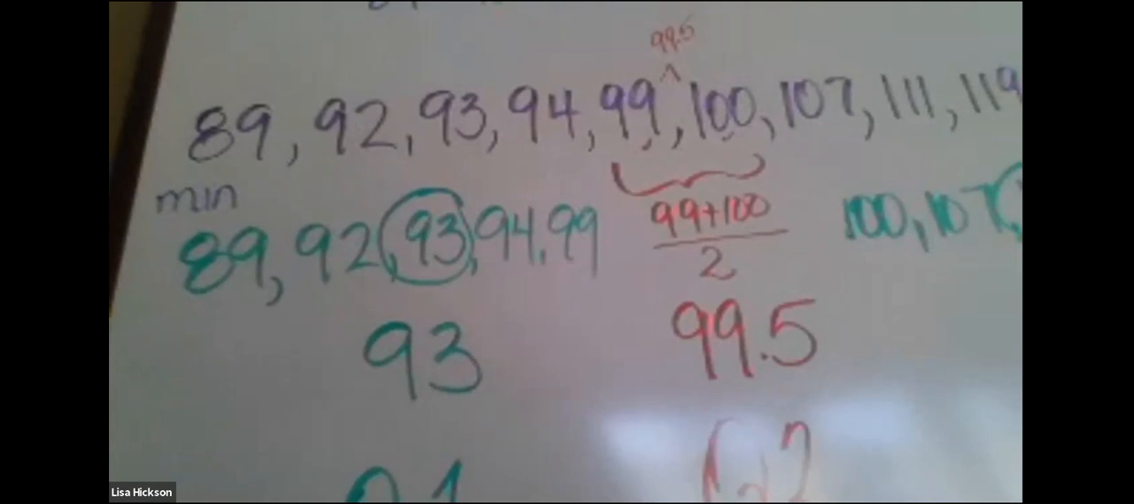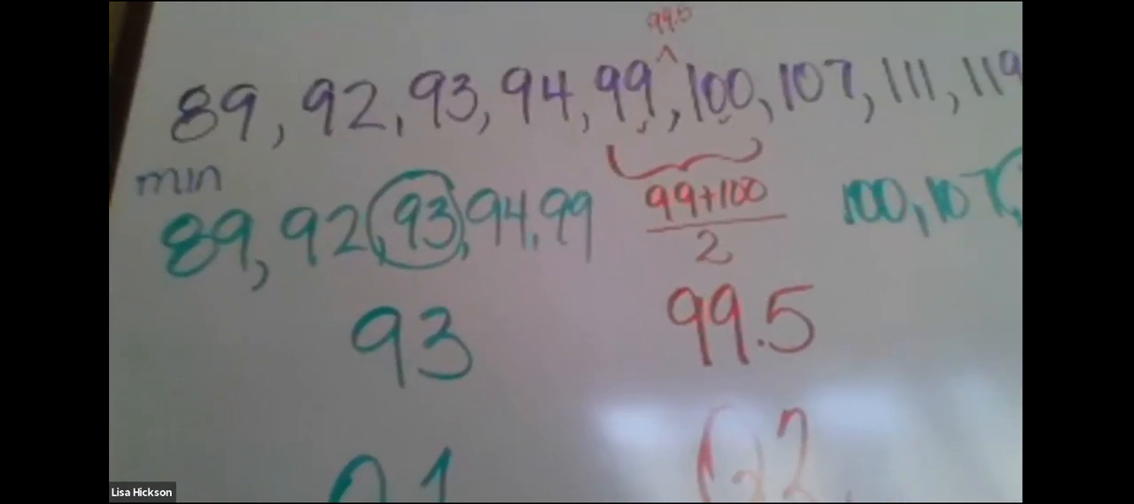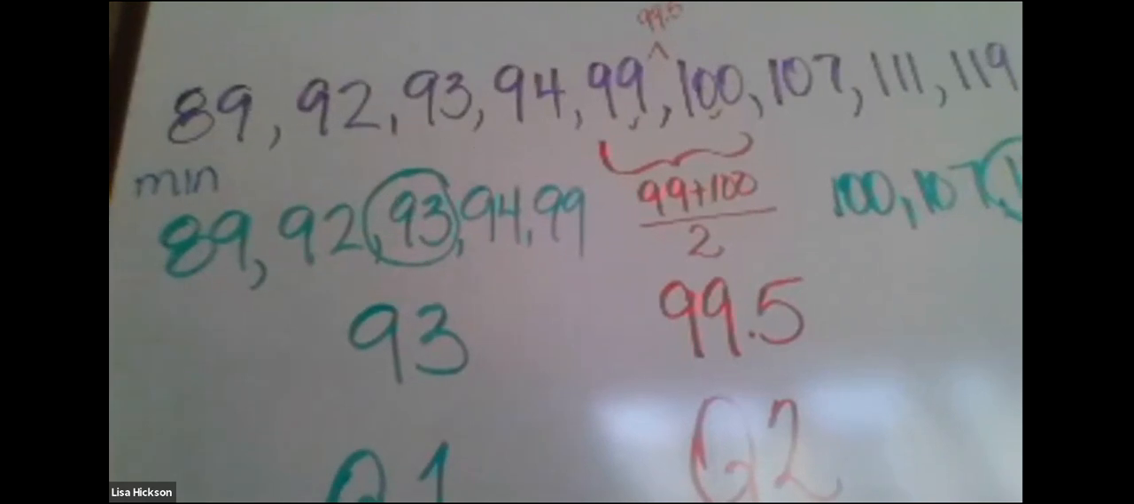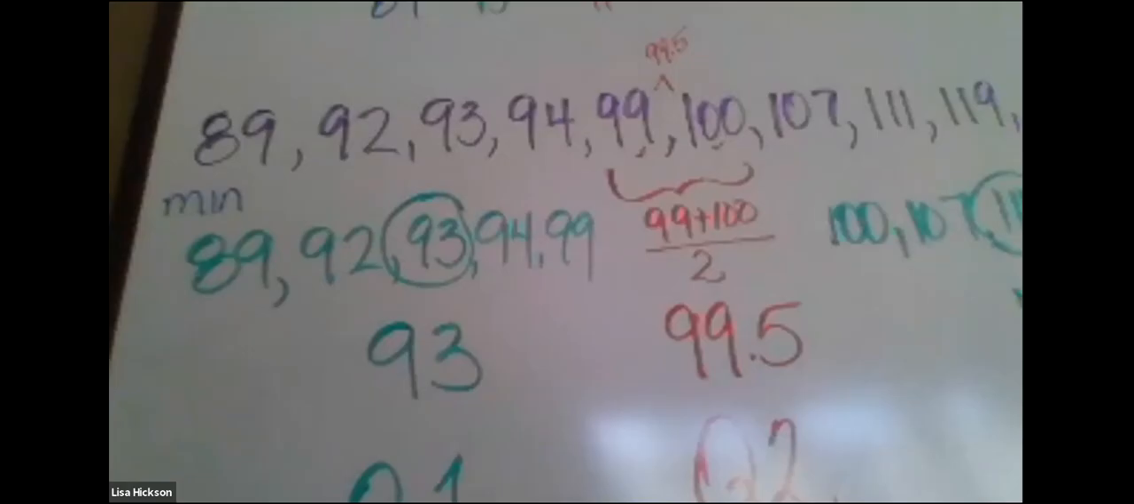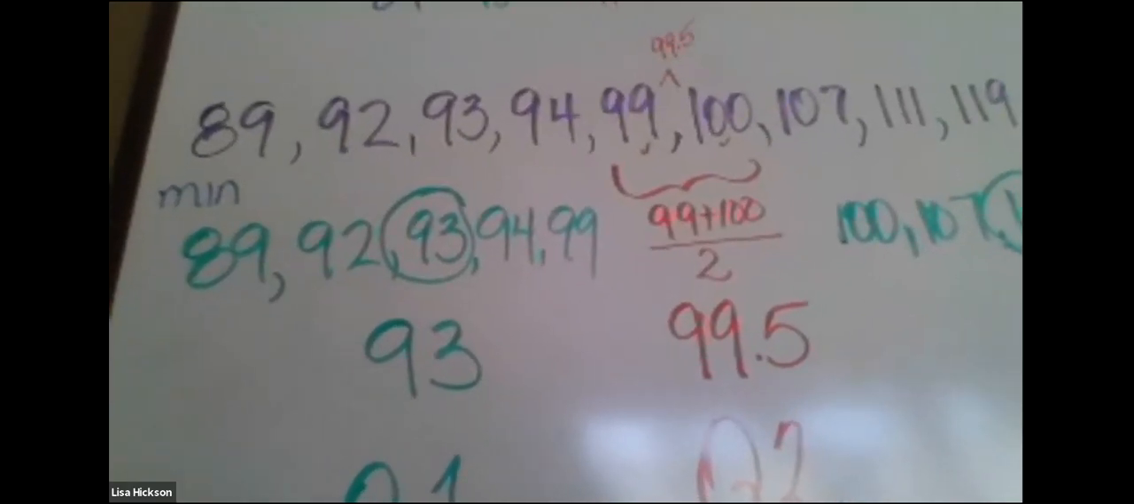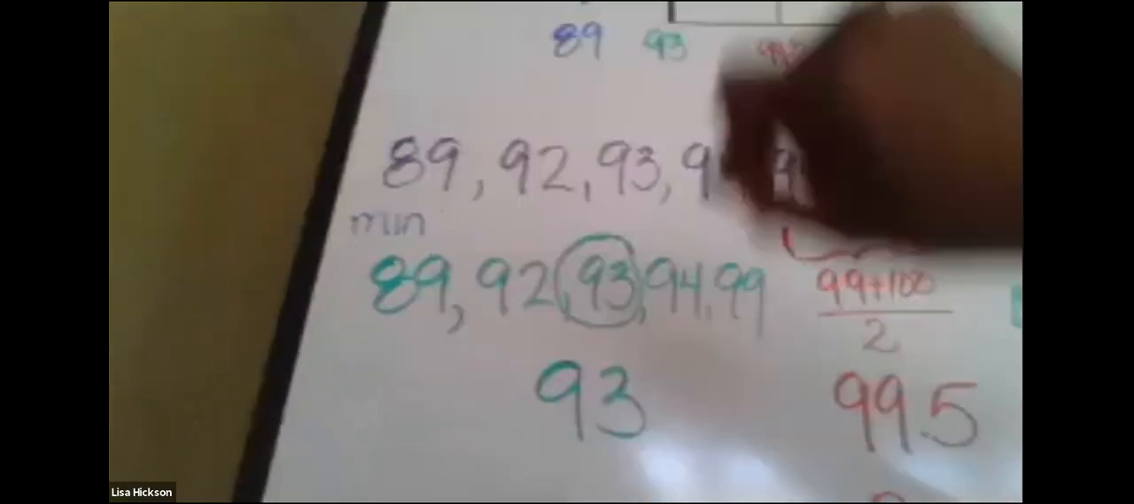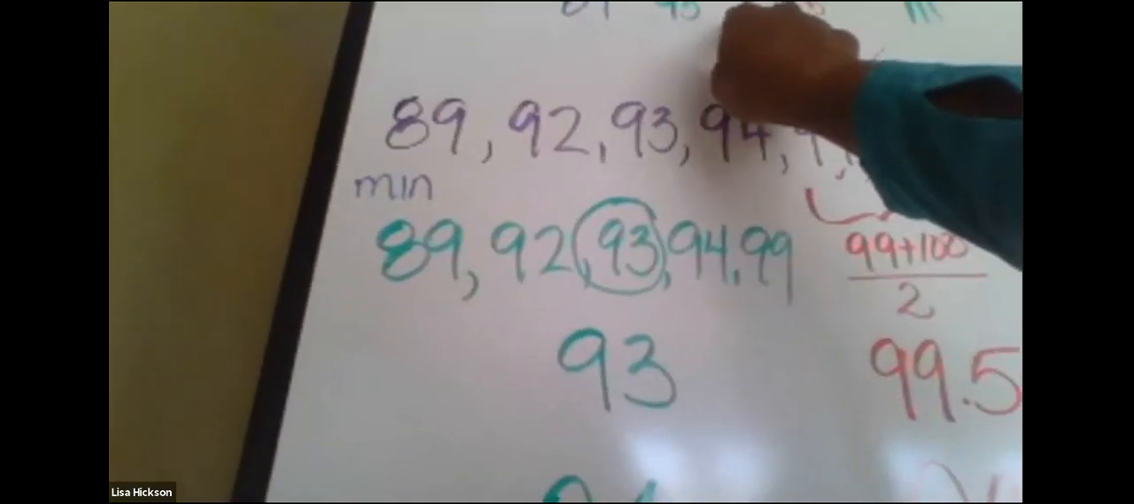Wait, repeat that again. If you had $99.50 and you spent $93, how much do you have left? $6.50. Is it $6.50 or $5.50? 6.50. You sure? Yeah. Take off 50 cents. That's going to make it okay. 6.50. So you got 6.50 here.